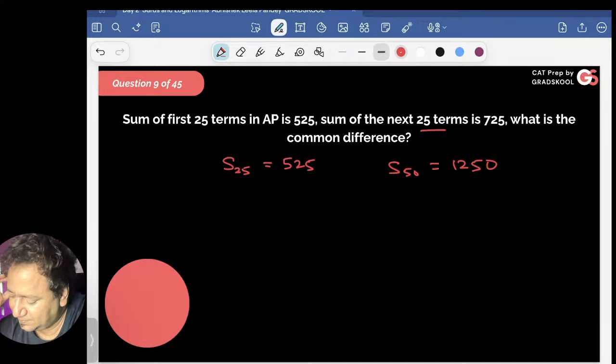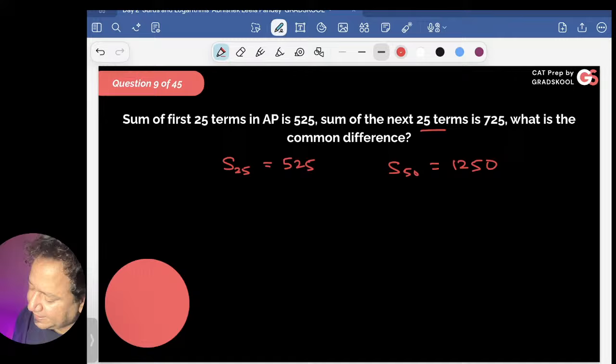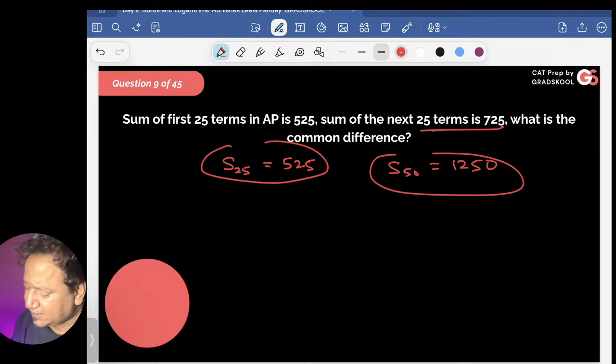Okay. So this is how you can make your life easier. They're saying next 25 terms, 725. So I wrote it earlier. The sum of 50 terms will be this. What is the common difference? Now, I think it's an easy one. Try solving this.